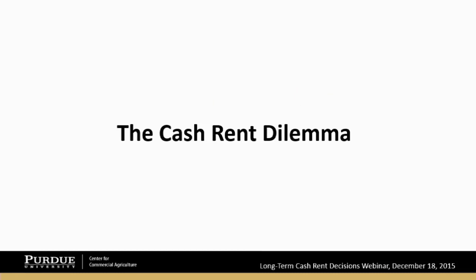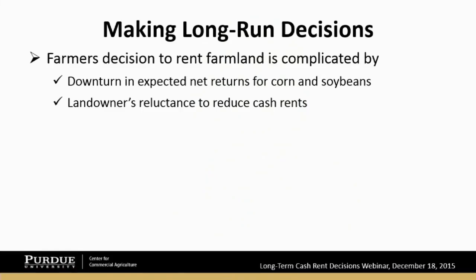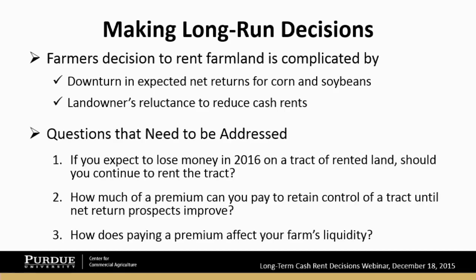So we're really talking about the cash rent dilemma from a farmer's standpoint. And the dilemma is really this long run perspective, right? If cash rent was just a 1 year at a time decision, it wouldn't be that difficult. But the challenge we face in agriculture is we've got a downturn in expected net returns for corn and beans. We've got landowners that have watched these cash rents rise over a period of years and are also facing some higher cost on their end, particularly farmland taxes. They're reluctant to reduce cash rents just in response to the downturn in revenues that we're looking at. So we've got some questions to address.